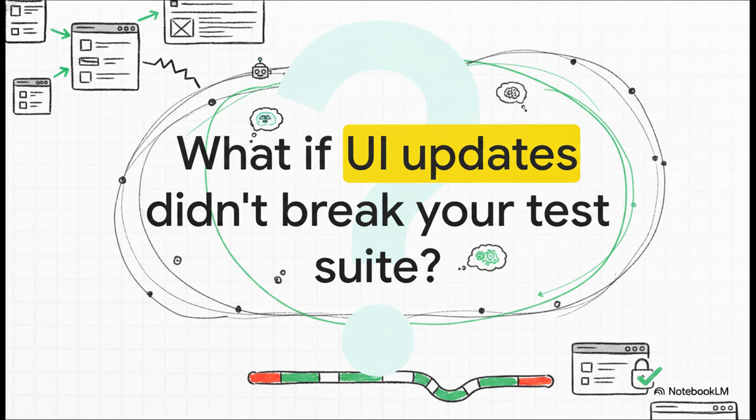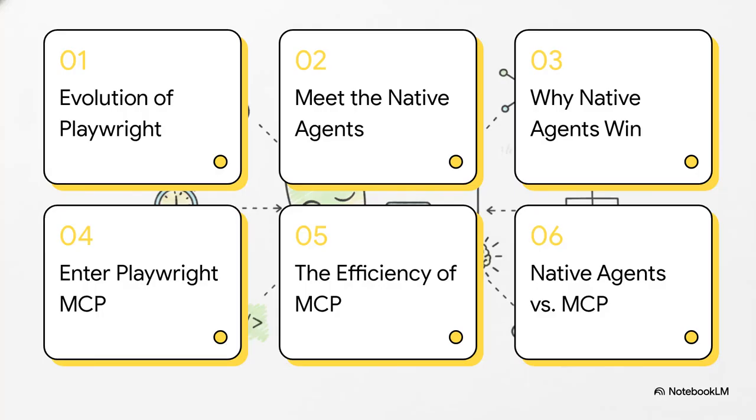So I want you to start by asking yourself this. What if UI updates didn't permanently break your test suite? Seriously, we have all been there. A developer tweaks a button class just a little bit, or some visual styling gets updated, and suddenly, boom, your entire CI/CD pipeline runs red. You end up spending hours doing manual triage just to fix a single flaky CSS locator. But what if the automation stack was smart enough to simply heal itself and actually understand your underlying intent? Well, that's exactly what we're exploring today. Okay, let's dive into this.